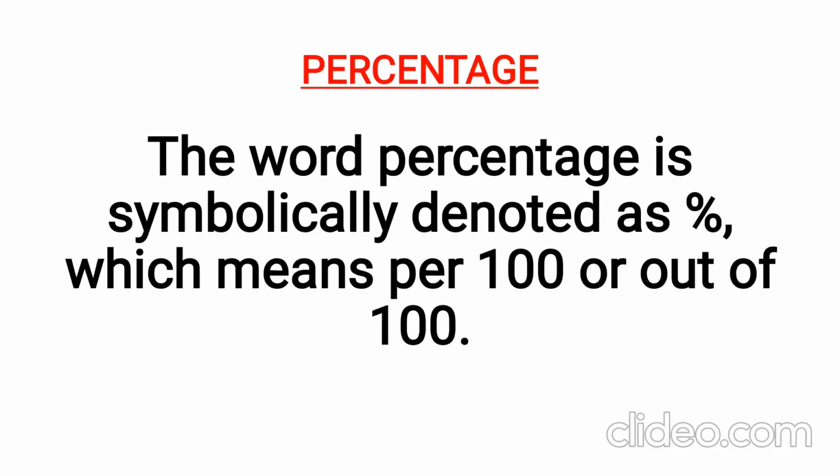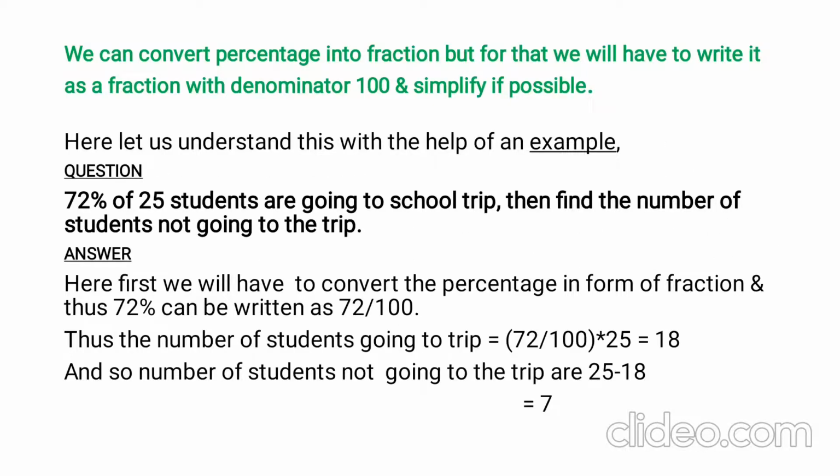Now let us learn about percentage. The word percentage is symbolically denoted as shown here, and it means per 100 or out of 100. Here we can convert a percentage into a fraction, but for that we will have to write it as a fraction with denominator 100 and simplify if possible. Here let us understand this with the help of an example.